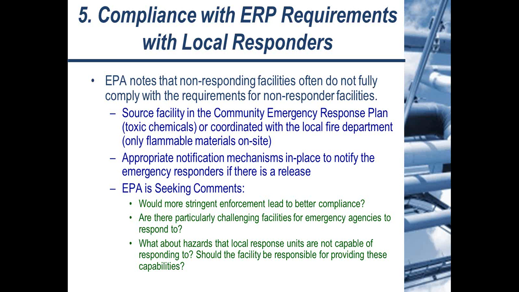There have been issues where faulty incident command systems have led to delayed responses, shelter in place wasn't quickly established, and obviously there are a lot of risks to the public if emergency response isn't done quickly and effectively. So what EPA is looking at: would more stringent enforcement lead to better compliance? Are there particularly challenging facilities for emergency agencies? And what if those local response units aren't capable of responding to this? Should the facility be responsible for providing these capabilities? Should they have maybe a mutual aid agreement? Making sure that a lot of these things are looked at.